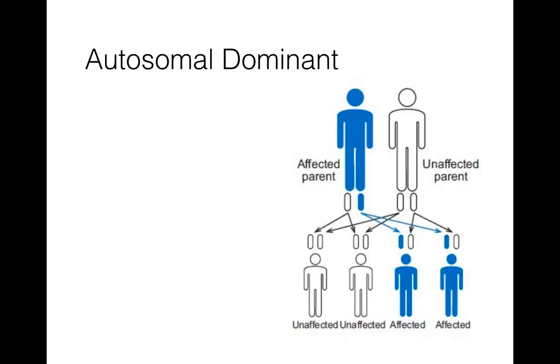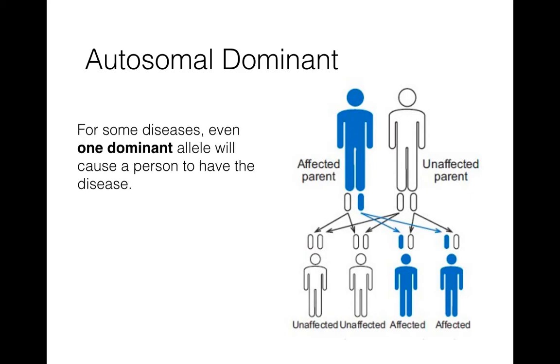Autosomal dominant diseases are also found on the autosomes, but these require just one bad allele, or one affected allele. So one dominant allele causes a person to have the disease. Having two dominant alleles would kill the child before they're born.